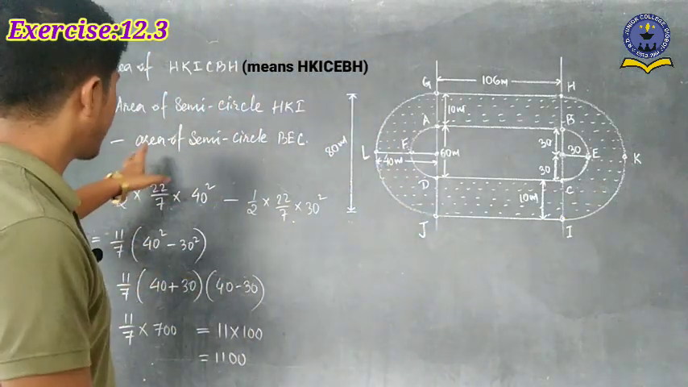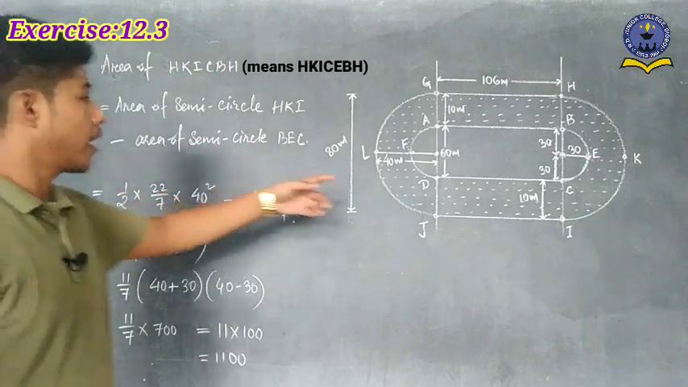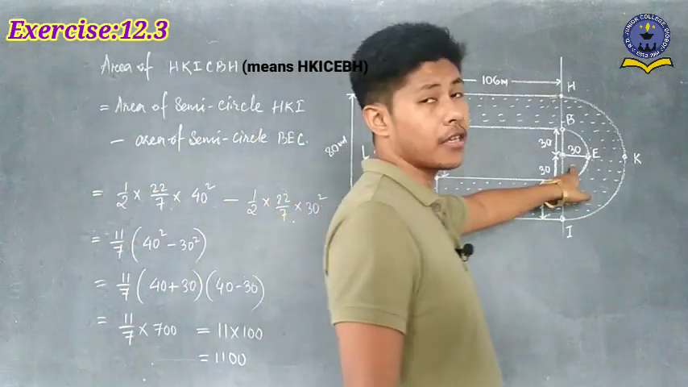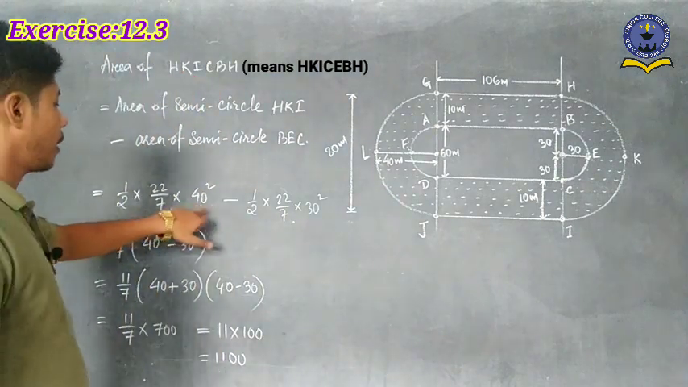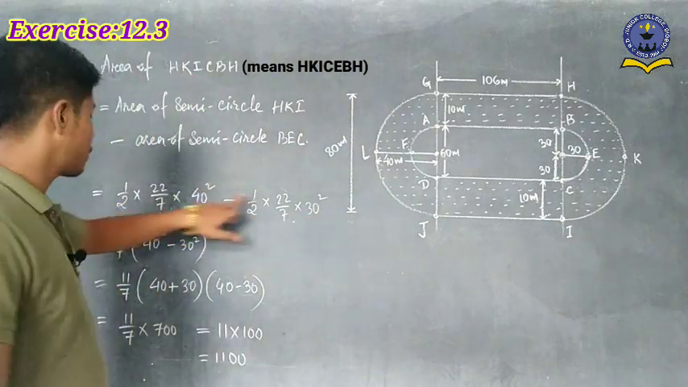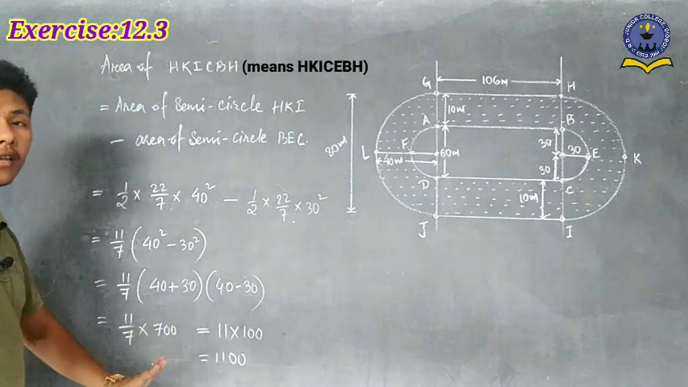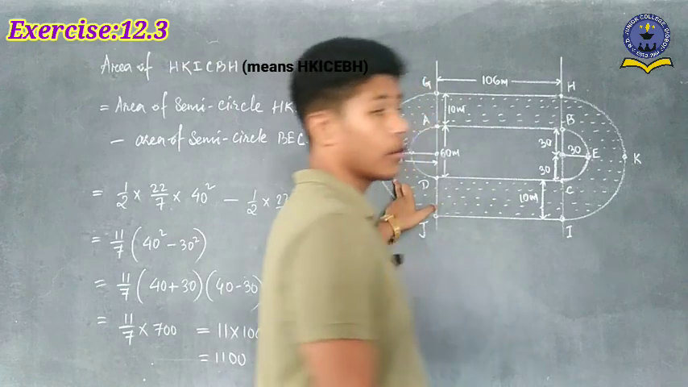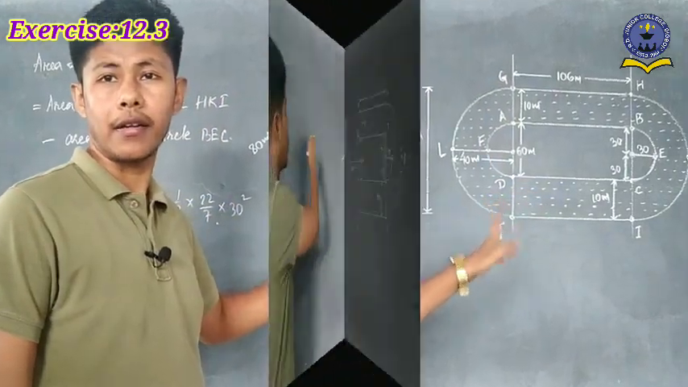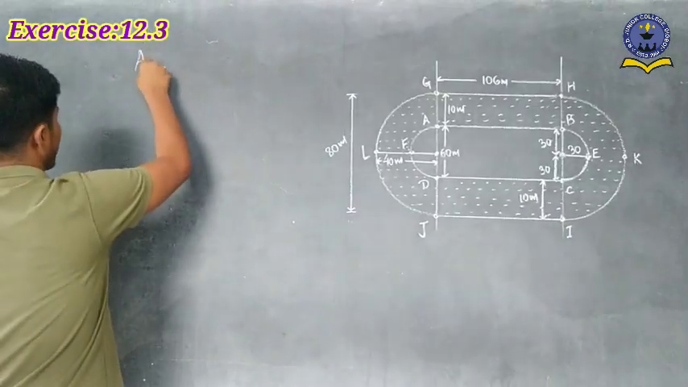What you have done? Again, if I repeat this one, area of semicircle, the bigger one minus smaller one. So half of pi r square, half of pi r square. So after calculating this one, we get 1100. That means here also this one is 1100 as well as this one is also 1100. Is it clear?